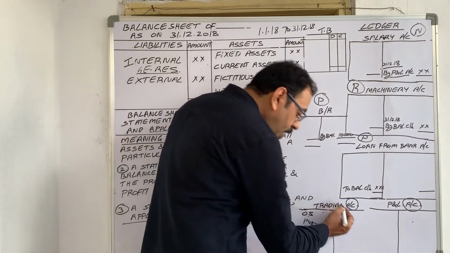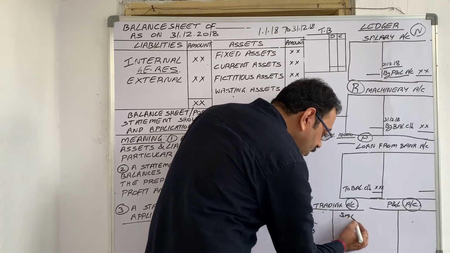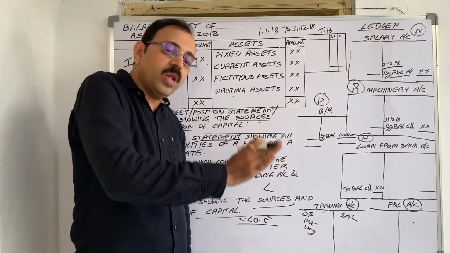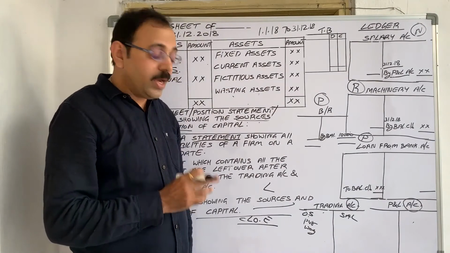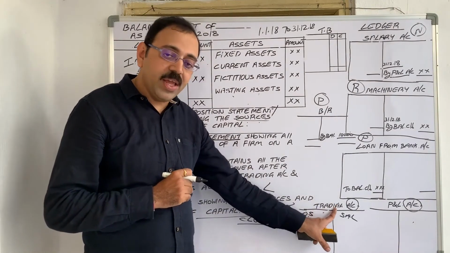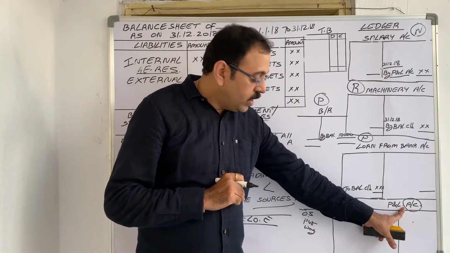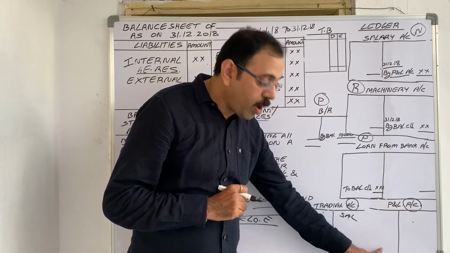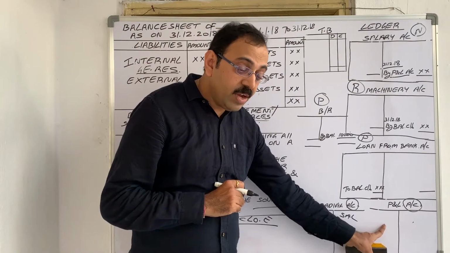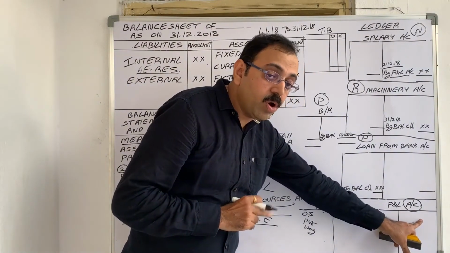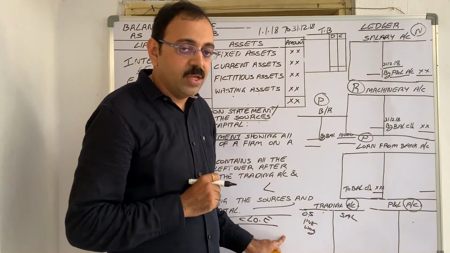Similarly, on the trading account credit side we write sales. What is the entry for that? Sales account debit to trading account. That closing entry we post in the trading account. In case of the profit and loss account also it is the same. For the amounts which we are debiting to the profit and loss account, we write one closing entry. For the credit amounts of the P&L account also we write one closing entry.